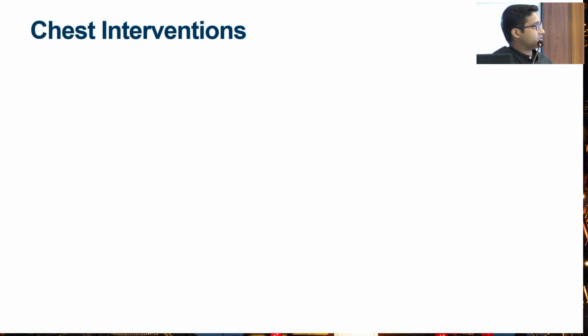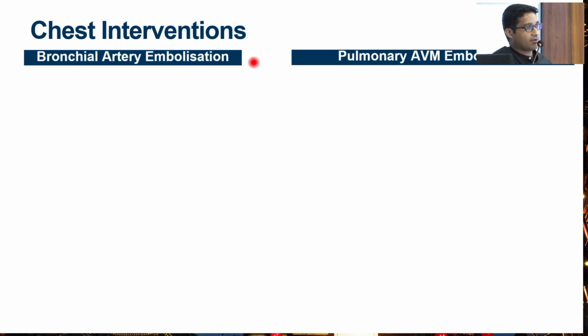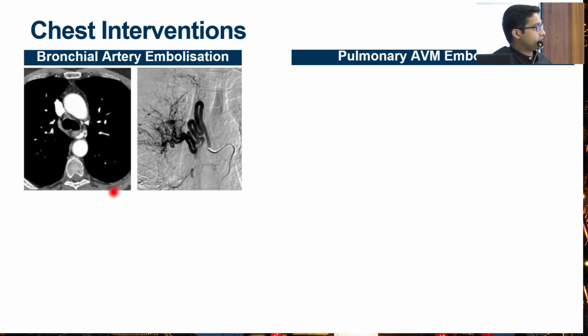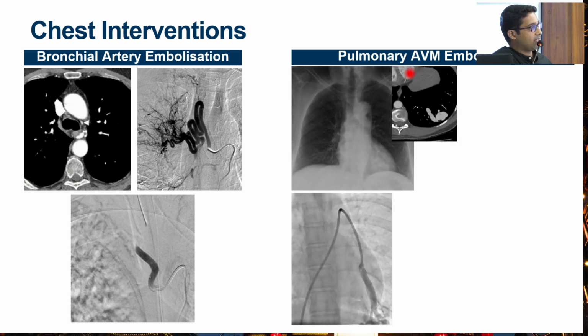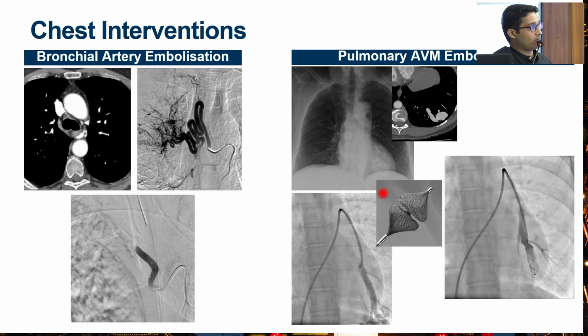Coming to the chest, patients who have massive hemoptysis, in whom CT shows hypertrophied bronchial arteries, they can be selectively cannulated and embolized so as to reduce the hemoptysis. Also, patients who have pulmonary AVMs, as in this case, wherein CT also shows the AVM in the peripheral lower lobe in the left lung, can be managed endovascularly by occluding using an embolic device which is called an Amplatzer plug. Now, this was particularly a case of Osler-Weber-Rendu disease.